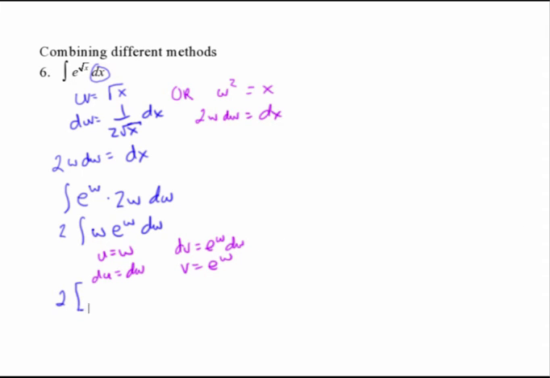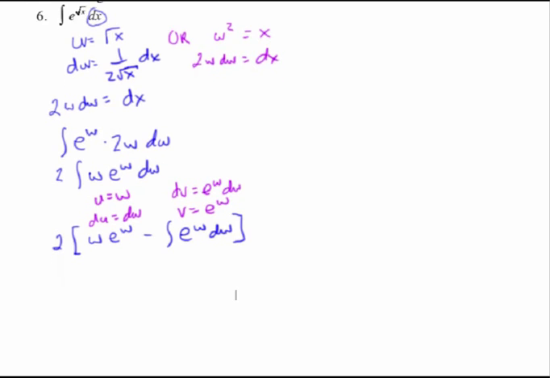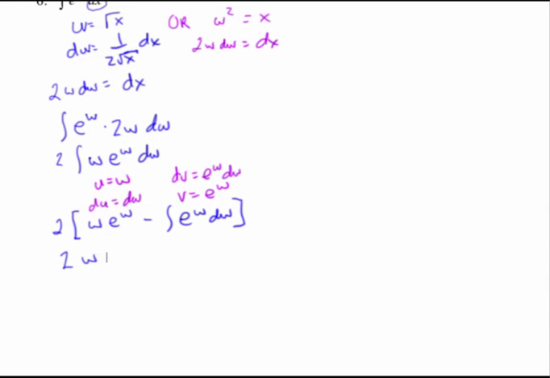We can say 2 times uv, w e to the w, minus the integral of v, e to the w, dw. And on this one, I'm going to do a couple at the same time. I'll multiply it out: 2w e to the w minus the antiderivative of e to the w is just e to the w, and we have that 2 there, so 2 e to the w, plus c. Now, our original one was in terms of x, so we need to move it all back to x. So we have 2 square root of x e to the square root of x minus 2e to the square root of x plus c, and look how cool that problem was.